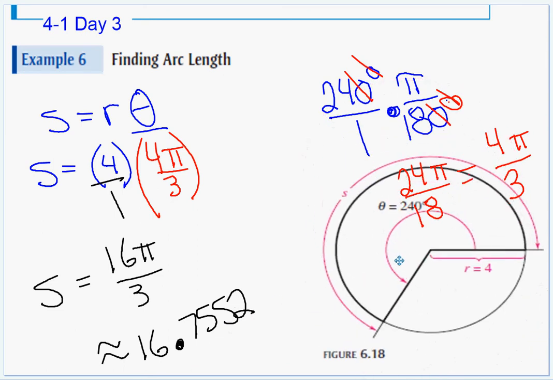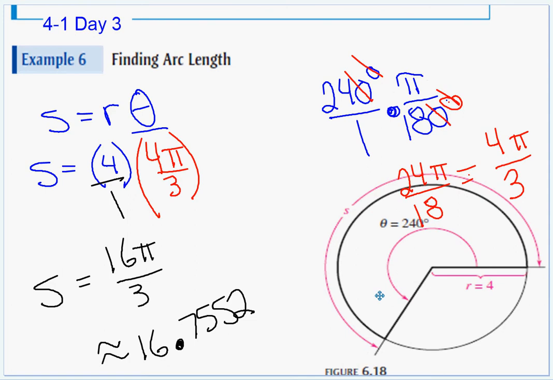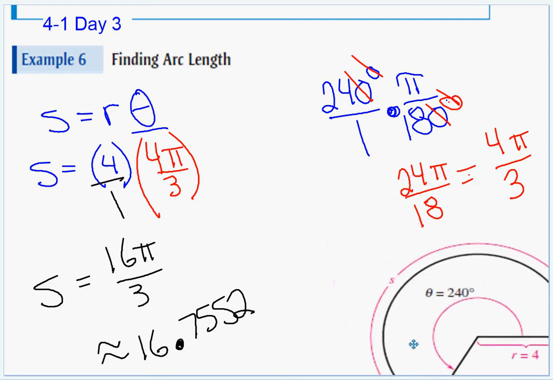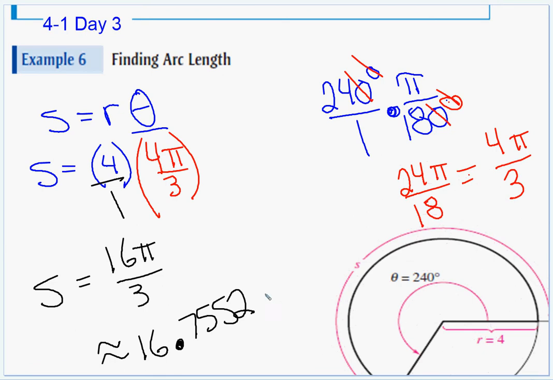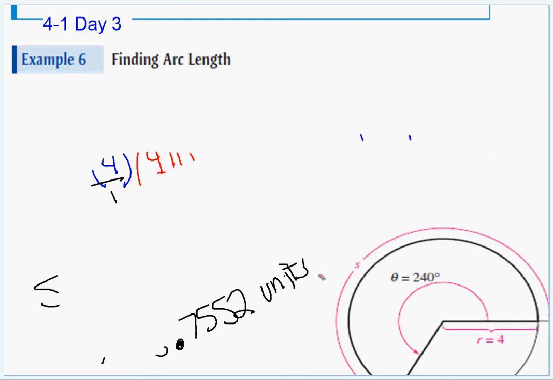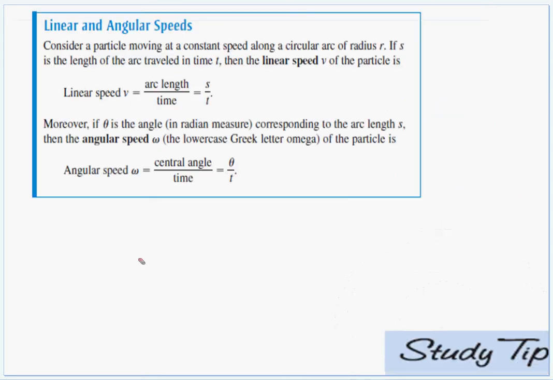And did they give us units? Because we found the length. No units. It could be inches or miles or feet. Since they didn't give us one to specify, I'm just going to write units. But that is some length. How long is the chunk of that circle? 16.75 units. All right. Let's see what the next example is.